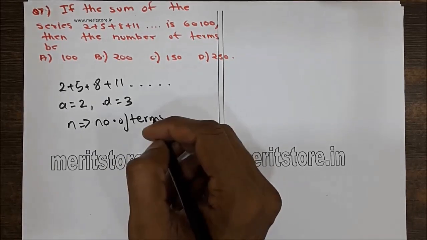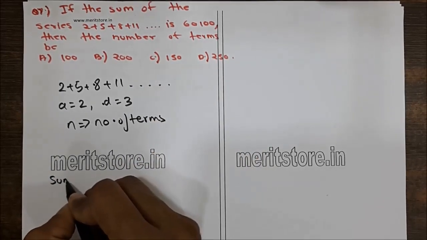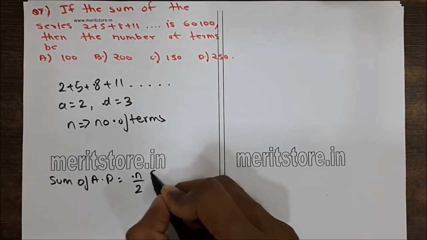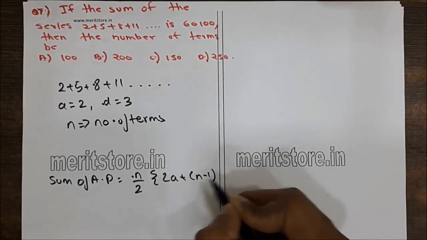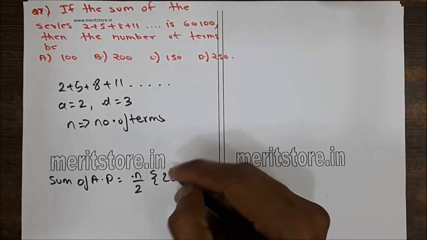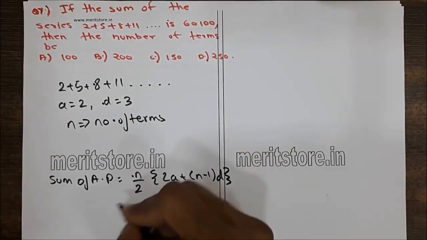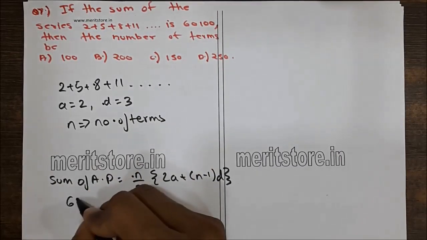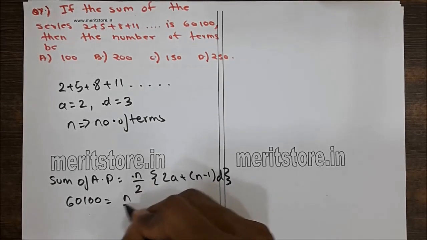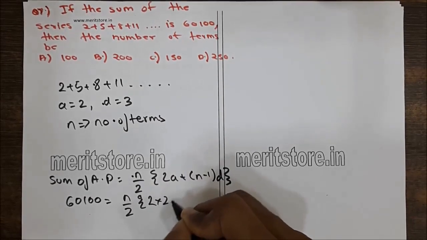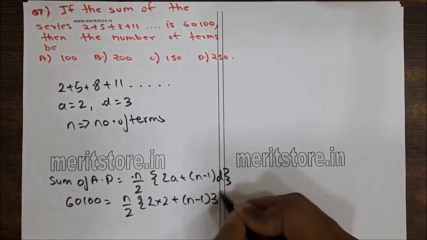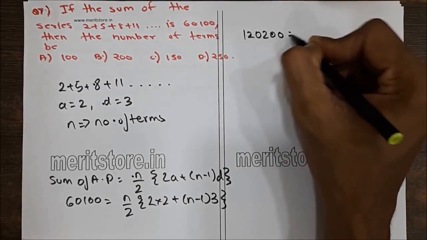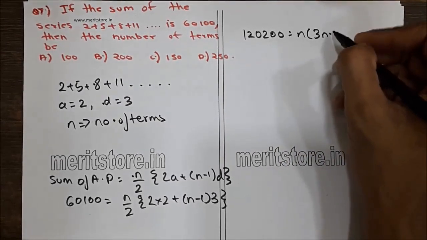The sum of an AP is given as n by 2 into [2a plus (n minus 1) d]. So we are going to substitute the values in this formula. We have the sum of the AP as 60100, so we substitute n by 2 into [2 times 2 plus (n minus 1) times 3]. Solving this further, we get 120,200 equal to n into (3n plus 1).